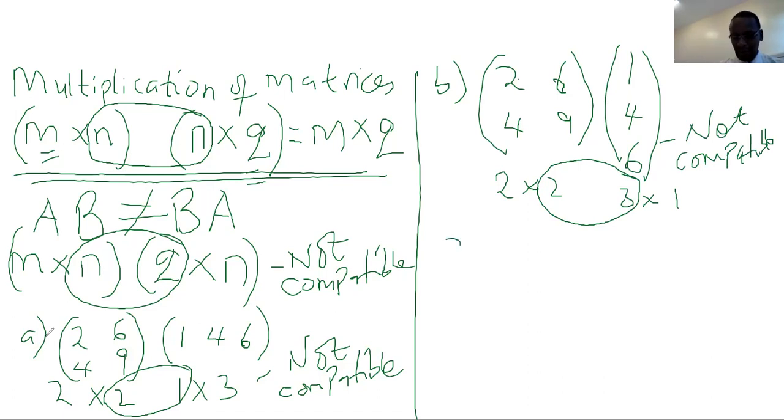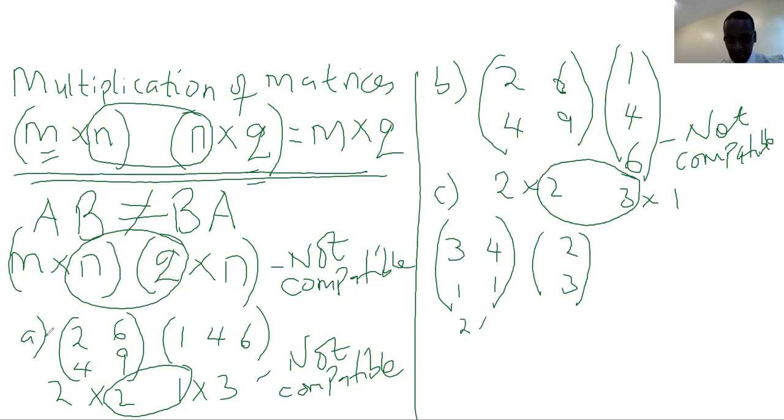What if you have these two, 3, 1, 4, 1? This is a third example, multiplied by 2, 3. Let's check. This is a 2 by 2 matrix, and this is a 2 by 1 matrix. So are they compatible? I think the answer is yes, they are compatible. You are able to multiply them and get an answer.